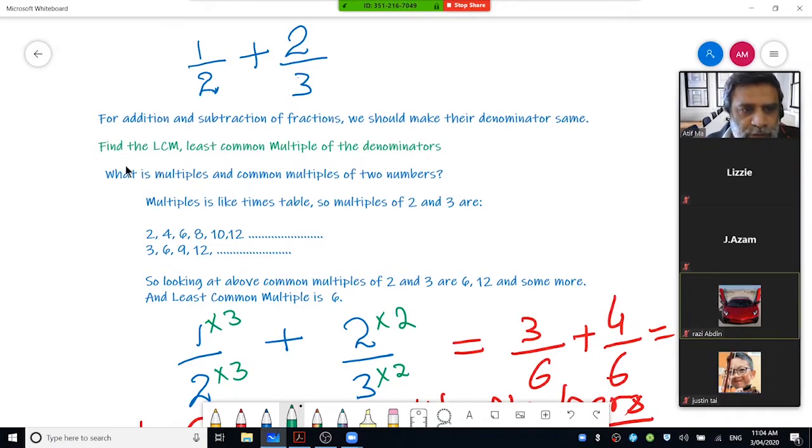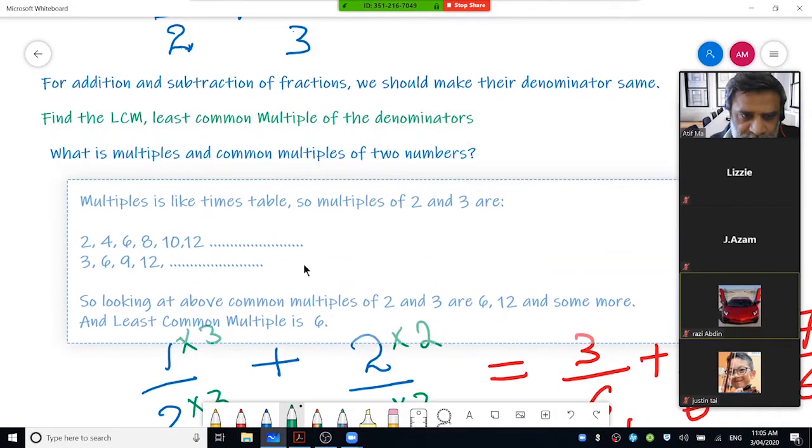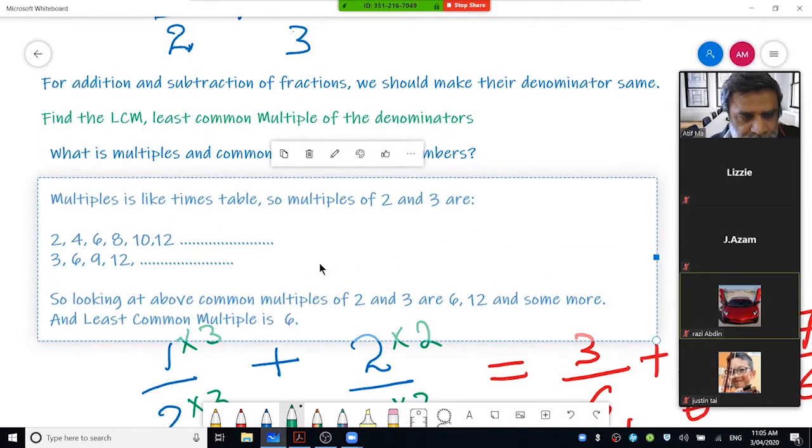So find the least common multiple. What are multiples and common multiples of two numbers? Let me explain that. A multiple is like a times table. 2 times 1 is 2, 2 times 2 is 4, 2 times 3 is 6. I have put an example here for you. The multiples of 2 are 2, 4, 6, 8, 10, and 12.